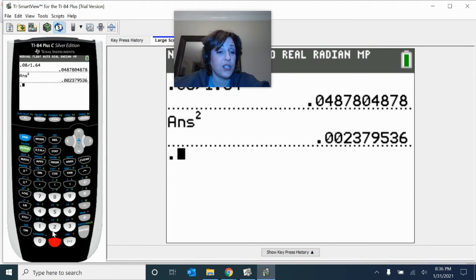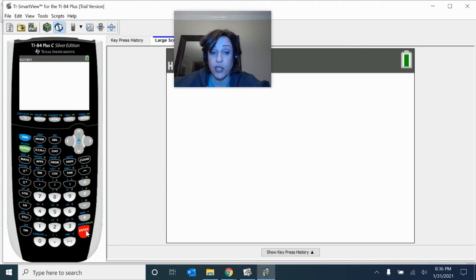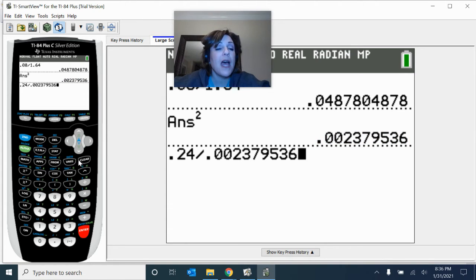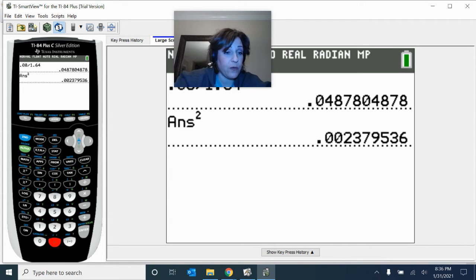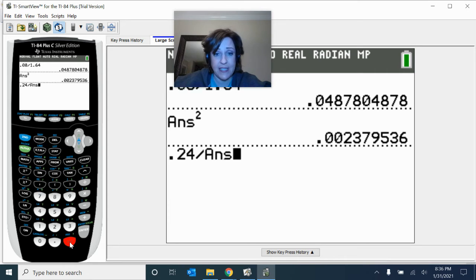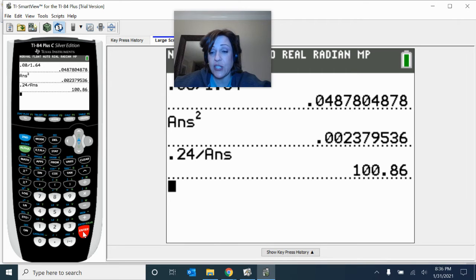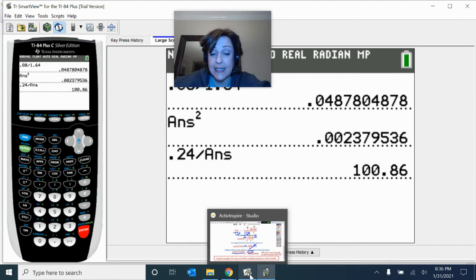So here's how we're going to do that. We're going to do 0.24, and then we're going to hit divided by, and then we want to recall the previous answer. If you happen to have the right calculator, you might be able to just arrow up and hit enter to recall that. Otherwise, you can put 0.24 divided by the previous answer. The way you can get the previous answer is by second and the negative sign, and that'll recall that previous answer.